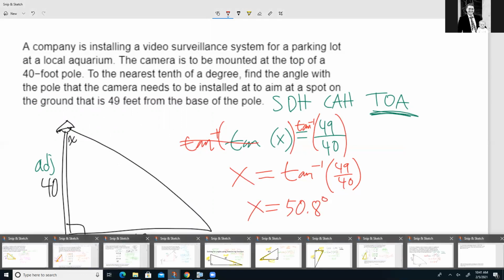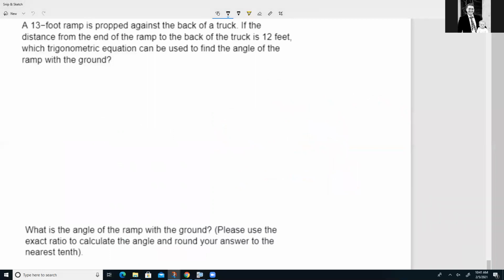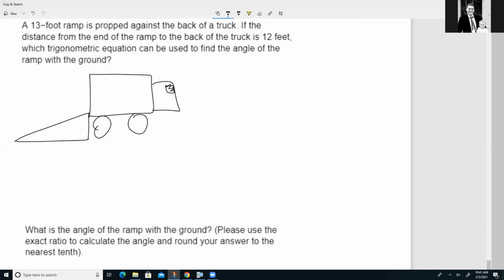All right, one last example. It says a 13-foot ramp is propped against the back of a truck. So let's draw our truck, with a ramp coming off of it. It says a 13-foot ramp. If the distance from the end of the ramp to the back of the truck is 12 feet, so this is 12 feet, which trigonometric equation can be used to find the angle the ramp makes with the ground?